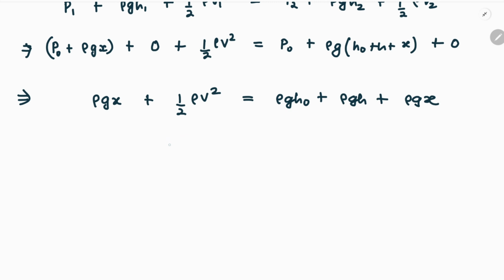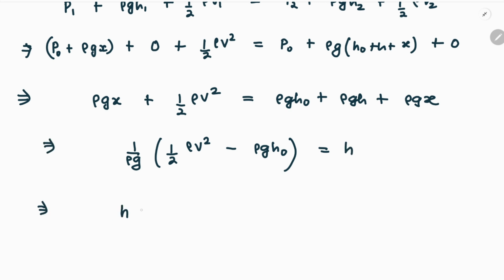So we are doing this calculation as half rho v square minus rho g h0, times 1 by rho g, is equal to h. So if we multiply by 1 over rho g, we get h equals v square by 2g minus h0. So this is the final answer for this particular problem.